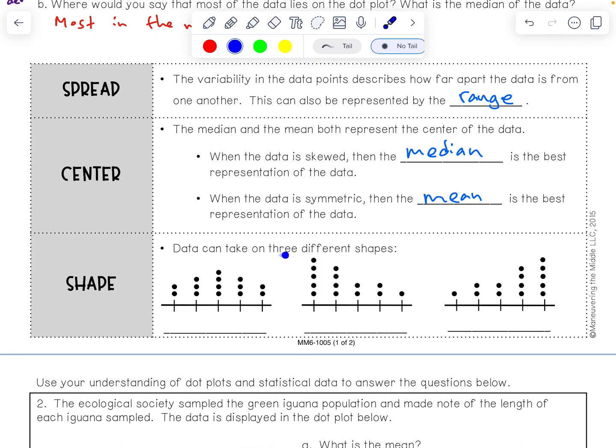Data can take on 3 different shapes. So this one we would consider symmetrical. It's kind of even on both sides, kind of makes a nice hill, symmetrical. And frankly, if it's symmetrical, median and mean are probably both great. We would say this one right here is skewed.